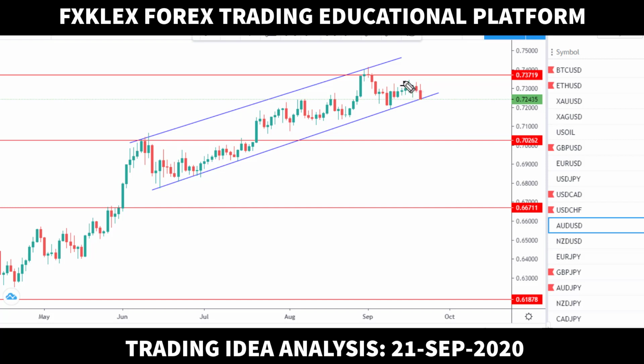above this level right here, a key resistance level at the price level of 0.73719, which was a resistance structure for the reversal of the downward trend.